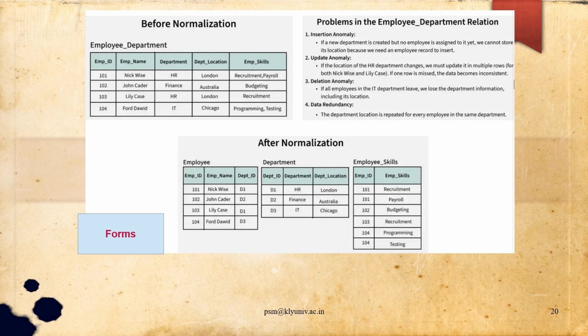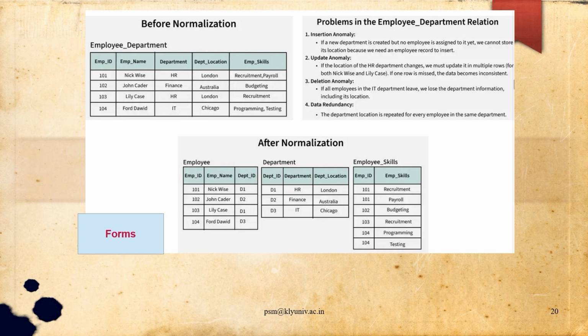HR came twice, HR as a department, and London also came twice because two employees of this database belong to the HR department, and we have repeated that's why HR and London twice. So this is called data redundancy, and this is an unnormalized table. Now, this kind of table can create a lot of anomalies.